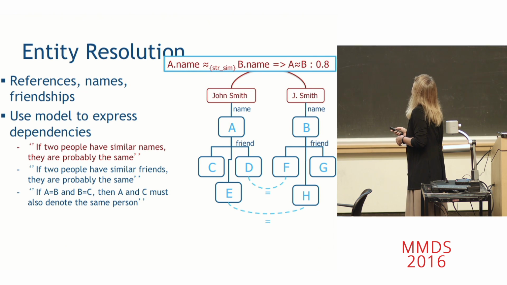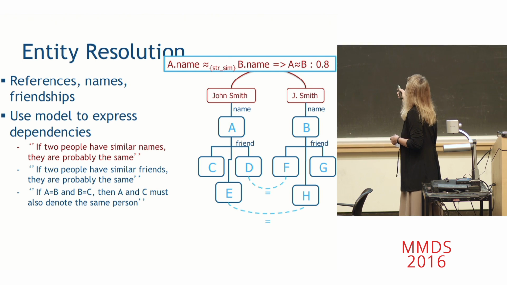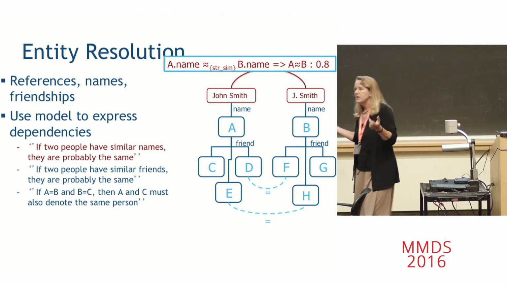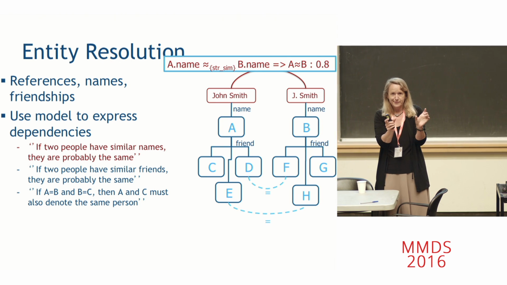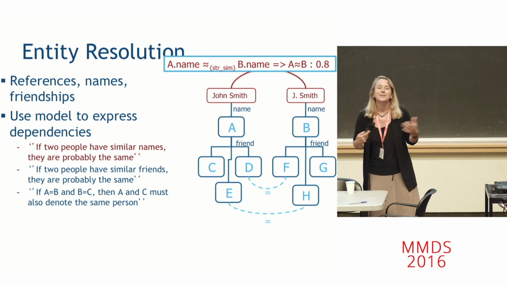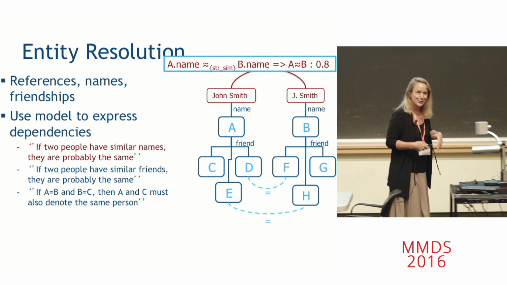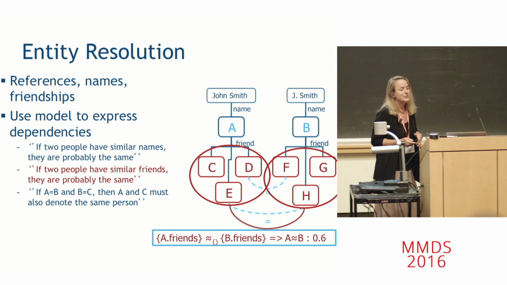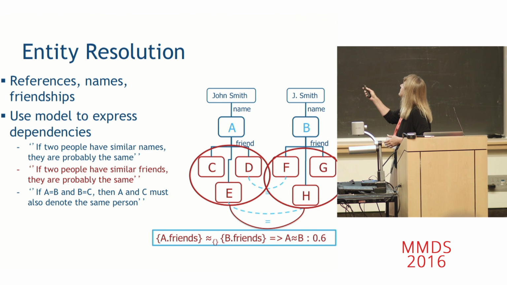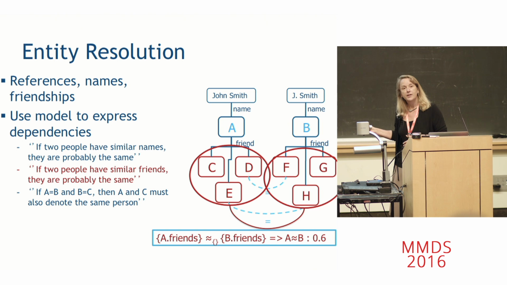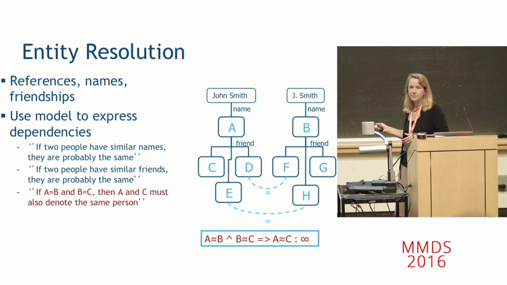Then I want to do something where I have dependencies that use whatever string similarity you want among the references. But then we also want to use the graph structure and the collective reasoning to say, okay, not only if their names are similar should they be the same, but if they have similar friends, then they should be the same.